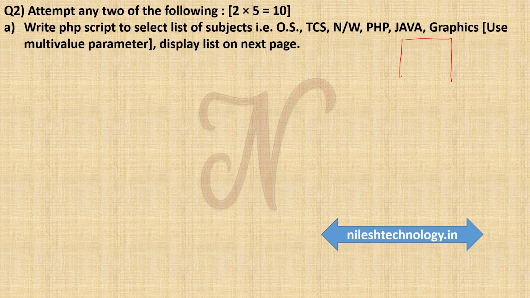Here the list is shown this way. This is your drop down box, with operating system, TCS, networking, PHP, Java. In the select and option tag, when we pass the multiple parameter, multiple is a keyword, it allows multiple selection. Means you can select the OS plus other items. Select multiple courses here, and if you submit this form, then these multiple subjects are displayed on your next page. So this is the question.